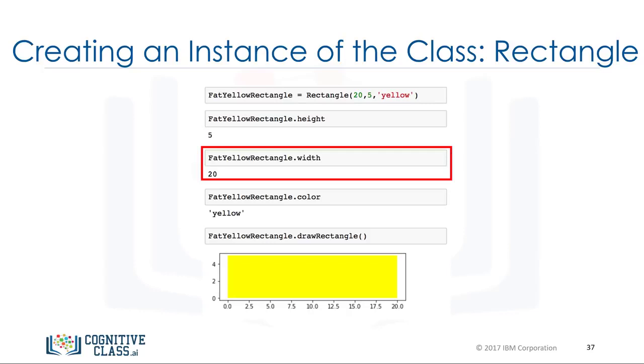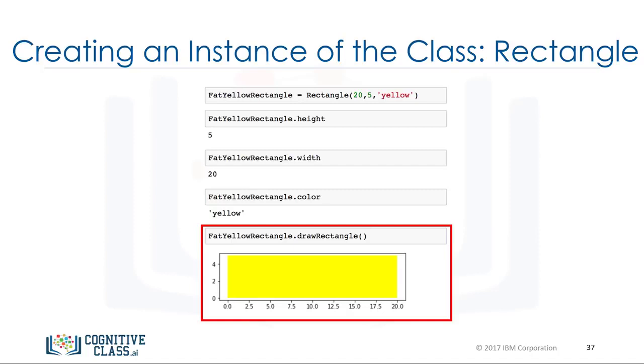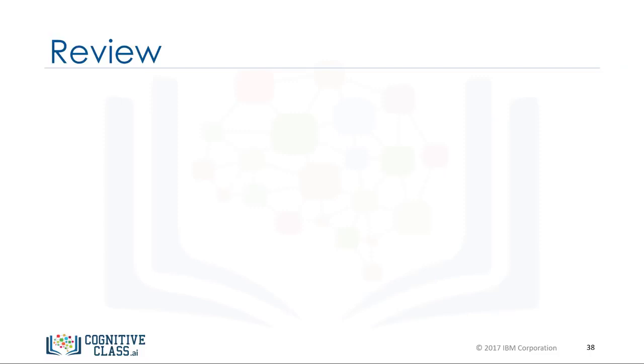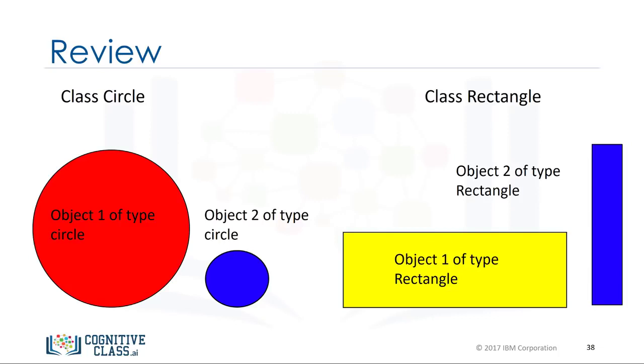We can also access the data attribute of width. We can do the same for the data attribute of color. We can use the method drawRectangle to draw the rectangle. So we have a class, an object that is a realization or instantiation of that class. For example, we can create two objects of class Circle or two objects of class Rectangle.